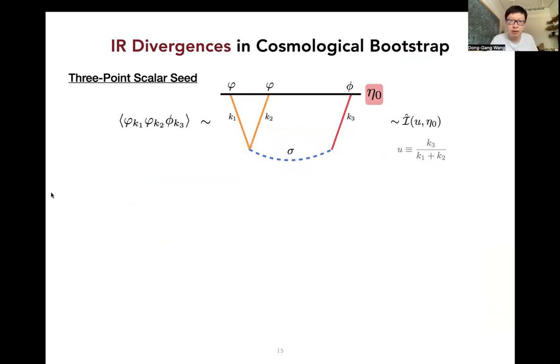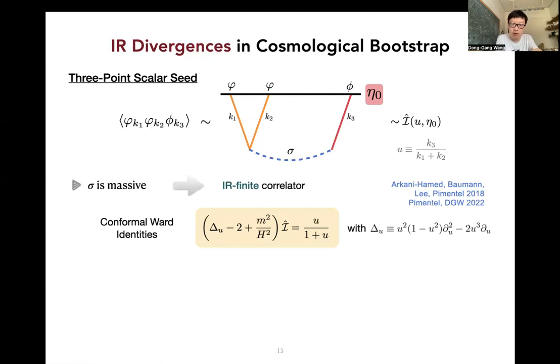Let's look at one simple example here. This is the three-point scalar seed function in the cosmological bootstrap. It's a three-point correlator with two conformally coupled scalars, and one of the linear mixing, this mixed propagator from sigma to phi, the inflaton field phi, which is a massless scalar. We call this scalar seed function I hat, which depends on the momentum ratio u, which is k3 over k1 plus k2.